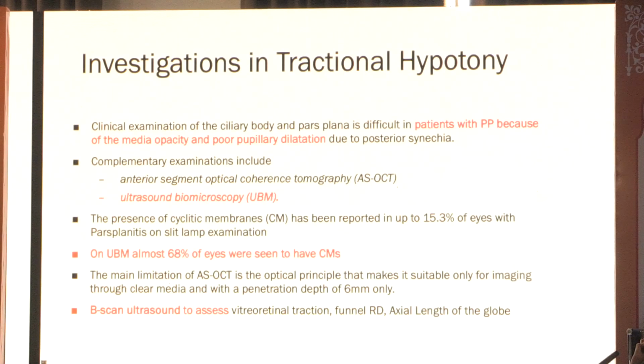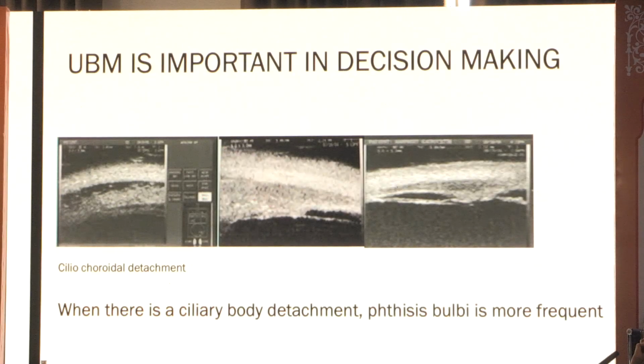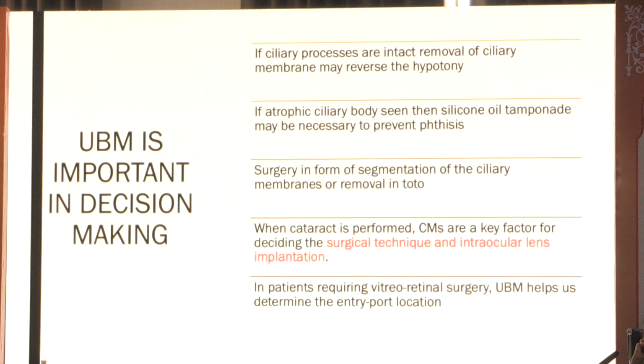B-scan is important because it can show you the axial length, whether the eye is going into phthisis or becoming smaller, in which case you may want to go in earlier. So it is important. With UBM, here you can see the cyclitic membrane and detachment happening.